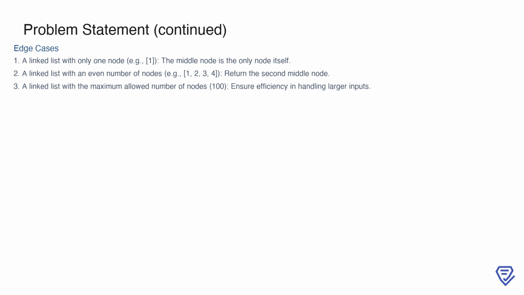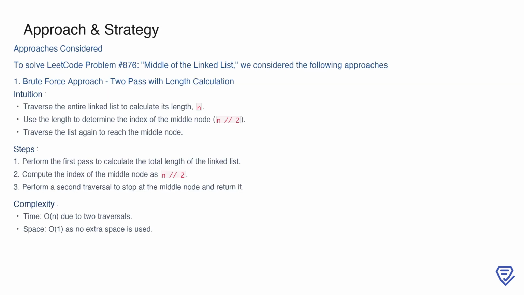It's crucial to ensure that the algorithm remains optimized and performs well even with larger inputs to meet the problem's constraints. To solve the problem of finding the middle node in a linked list, we first considered the brute force approach. The intuition behind this method is straightforward: traverse the entire linked list to calculate its total length, which we'll denote as n. Once we know the length, we can determine the index of the middle node by dividing n by 2. Then, in a second traversal, we stop at this calculated index to retrieve the middle node.